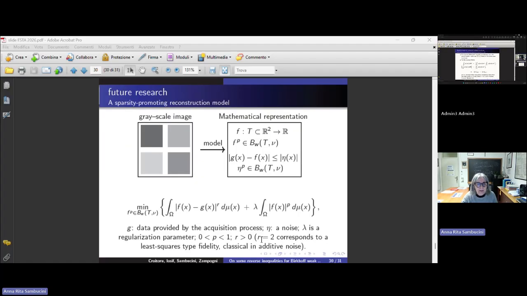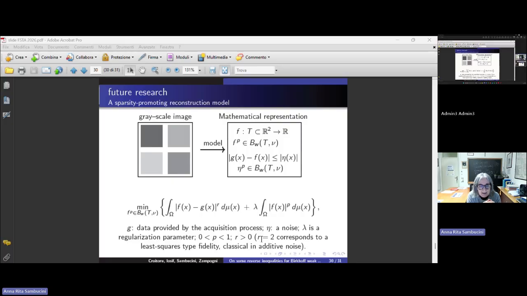I conclude with this final slide by mentioning some possible future developments. In particular, we are interested in applying to image reconstruction the scalar to scalar case. In this context, we aim to reconstruct a grayscale image using an observed image G corrupted by a noise eta.